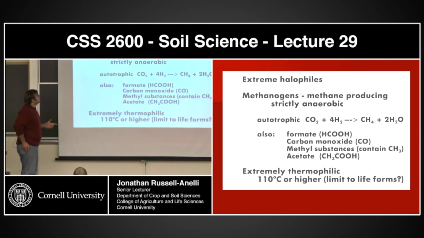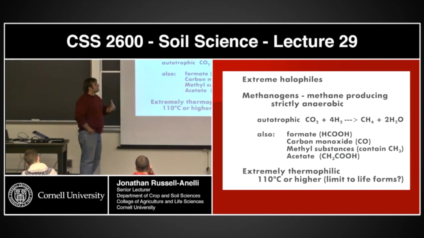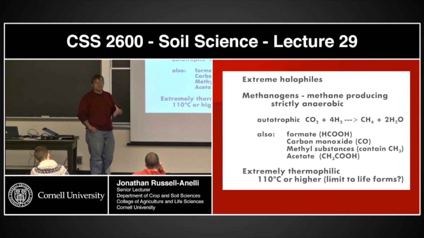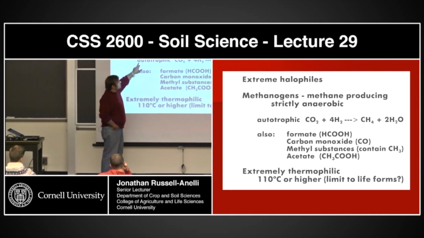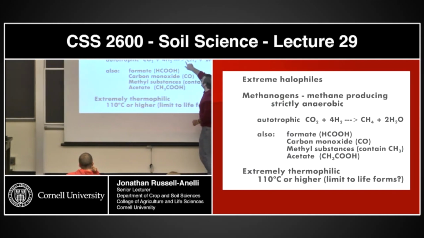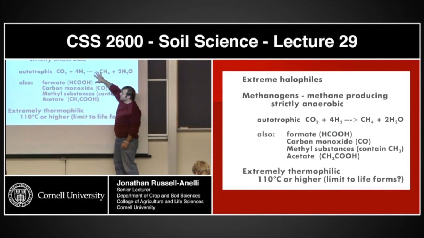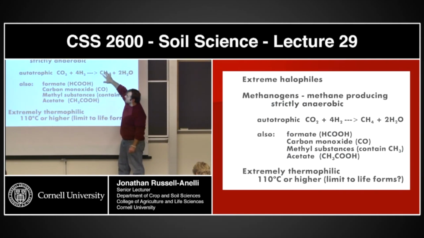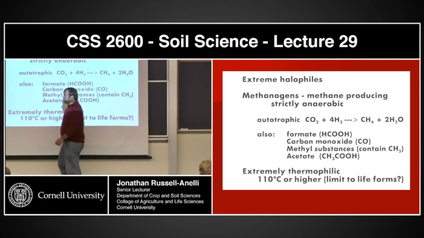Of these, methanogens are really interesting. They are methane producing, strictly anaerobic, and they produce methane. They can also produce some other things, but they're basically autotrophic. They're taking CO2 and protons and making methane and water. There's a number of other things that these methanogens are associated with: carbon monoxide, formate, methyl substances, and acetate. There's also these extreme thermophiles.